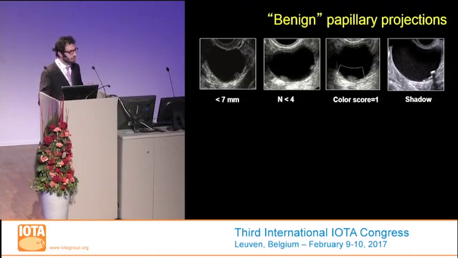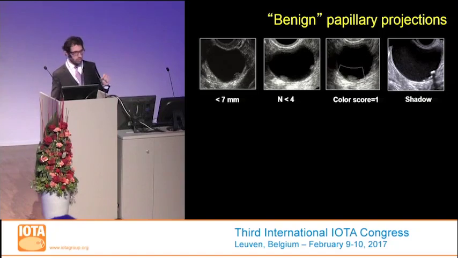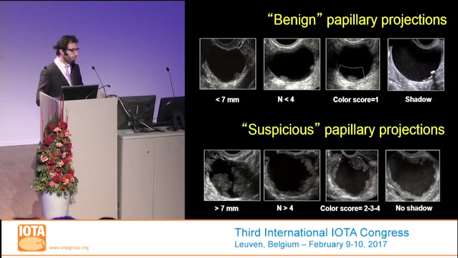So just to summarize some of the most important features of the papillary projections, these are the benign papillary projections. These are usually small, usually few, less than 4 in number, no vascular traces, and can have a cone of shadow. And you can be quite sure that these are benign masses. Suspicious papillary projections, that means you can find them in borderline tumors or even stage one invasive ovarian cancer, are taller, high in number, vascularized, and do not produce any cone of shadow.